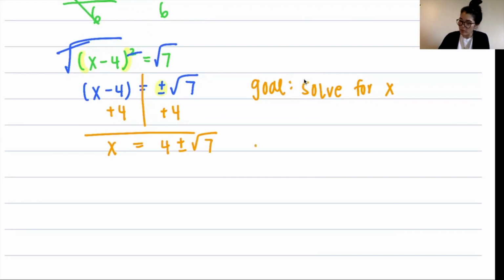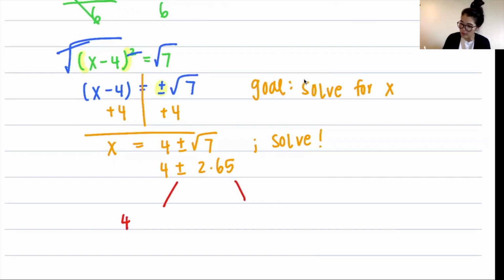But what I want you guys to do is to solve, meaning calculate that. So grab that calculator and do a little bit of calculation. When I'm solving this problem, I have 4 plus or minus the square root of 7, and the square root of 7 becomes 2.65. I'm going to round to the nearest hundredth. What I will remind you is that there's actually two problems here. You have 4 plus 2.65, but then you also have the minus part, 4 minus 2.65. And then you're going to calculate both of those.